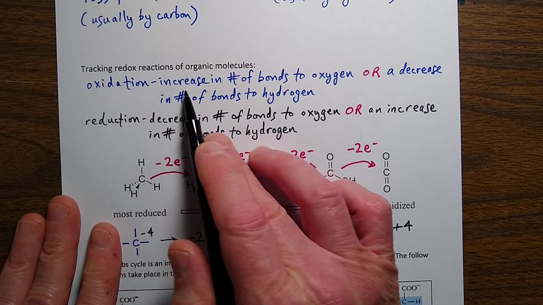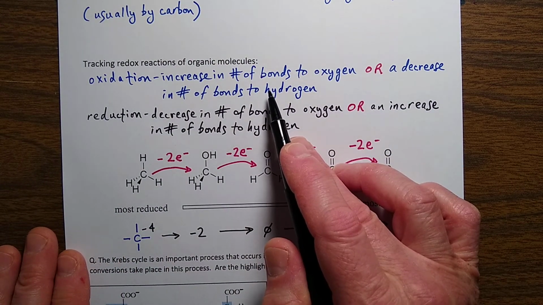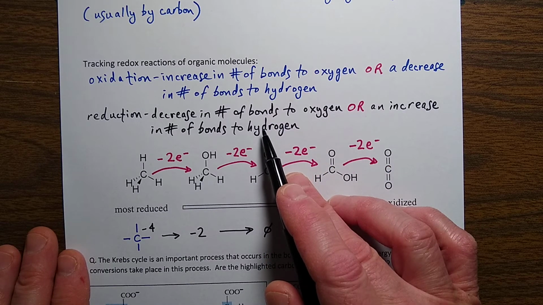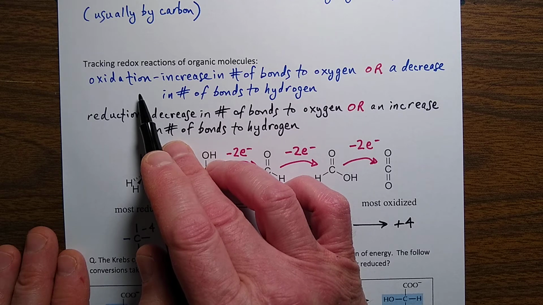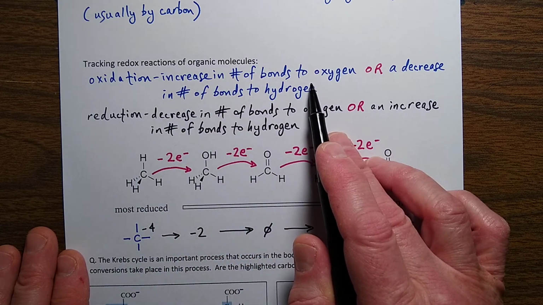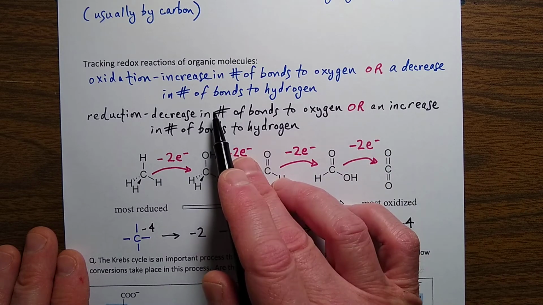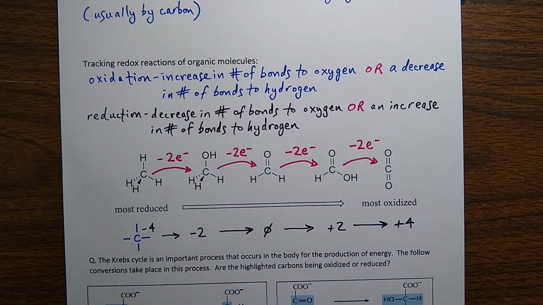So how do we track redox reactions of organic molecules? Well, there's really 2 ways to look at oxidation now, and 2 ways to view reduction. Oxidation in an organic chemistry sense is an increase in the number of bonds to oxygen, or it's a decrease in the number of bonds to hydrogen. What do I mean by that? Well, let me get my models out here and show you.